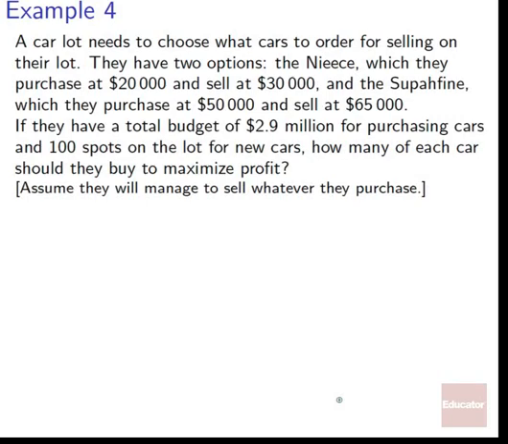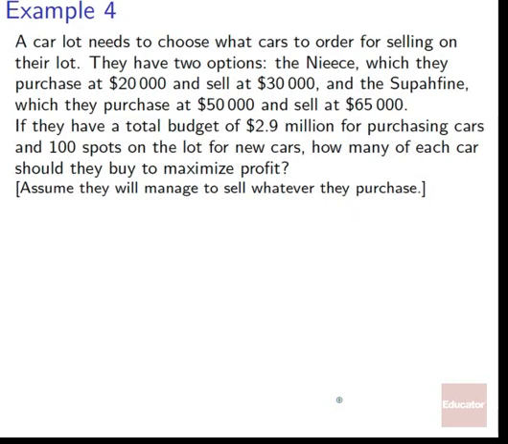A car lot needs to choose what cars to order for selling on their lot. They've got two options, the Nice, which they purchase at $20,000 and sell at $30,000, and the Superfine, which they purchase at $50,000 and sell at $65,000. If they have a total budget of $2.9 million for purchasing cars and 100 spots on the lot for new cars, how many of each car should they buy to maximize profit? Assume that they manage to sell whatever they purchase.